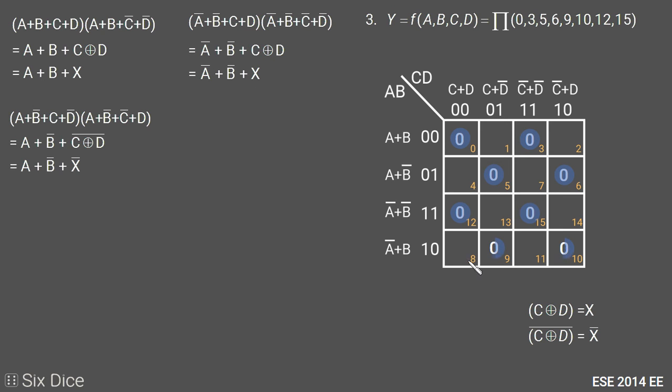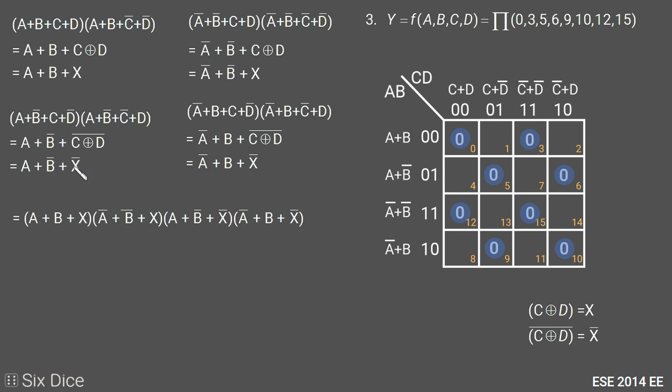Now for the last two zeros, this has a bar plus b plus c plus d bar, and this 0 has a bar plus b plus c bar plus d bar. And now after simplification we will get a bar plus b plus c XOR d whole complement, so it will be minimized as a bar plus b plus x bar.